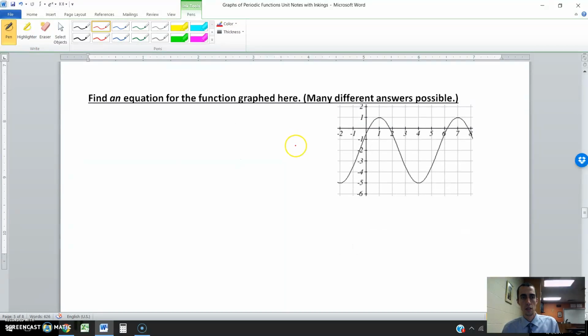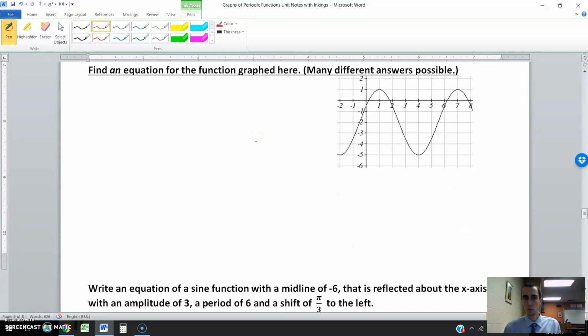Next, find an equation for the function graphed here. Now the reason why many different answers are possible is because this could be a sine graph, it could be a cosine graph. We noticed earlier that a cosine graph is basically just a sine graph that's shifted over. Now that we know how to shift graphs left and right, it's possible to write an equation for the same graph as a sine or as a cosine.